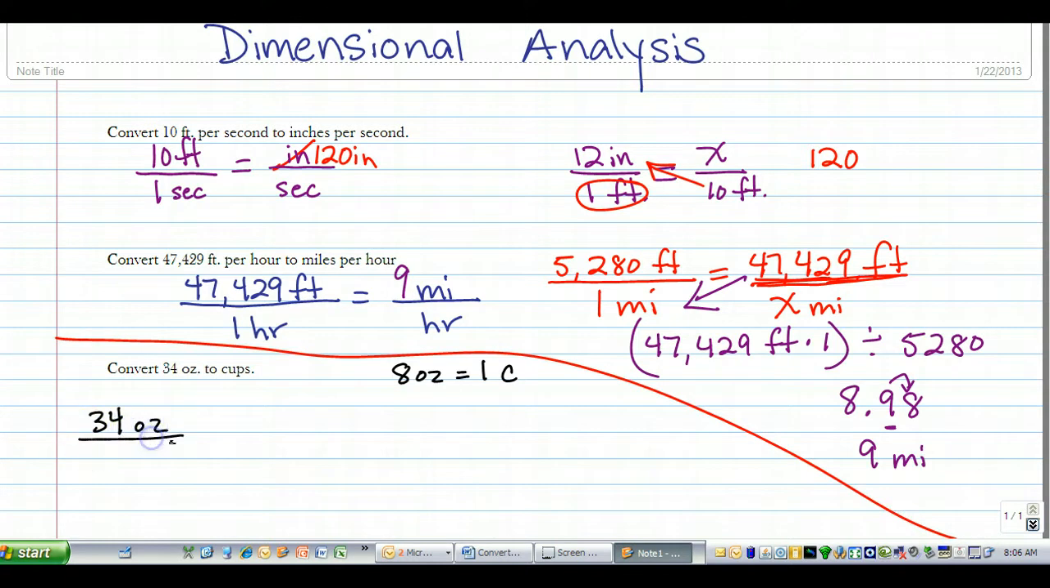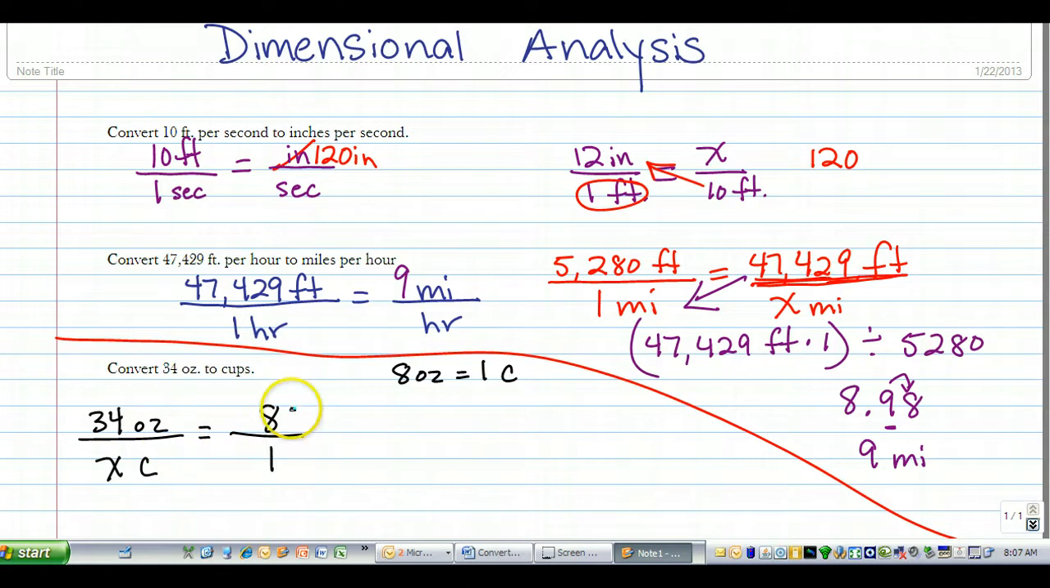34 ounces. Okay, and we want to know how many cups that is. 34 ounces is how many cups? I don't know. Well, 8 ounces equals 1 cup. Where should I put my 8? It's ounces, so it goes on top. And my 1 goes down here. Wow, check this out. Do we have enough information to just crisscross multiply, divide by the lonely guy? Yes, we do. So we can.